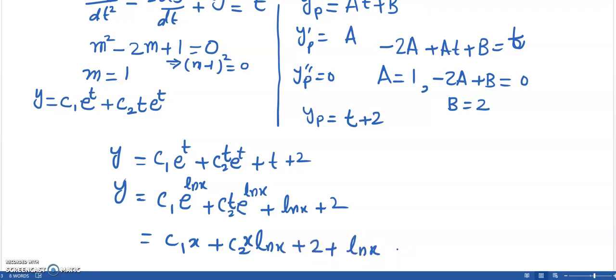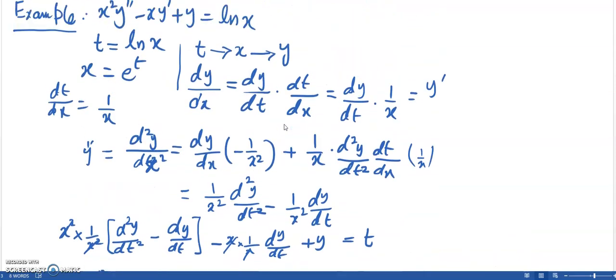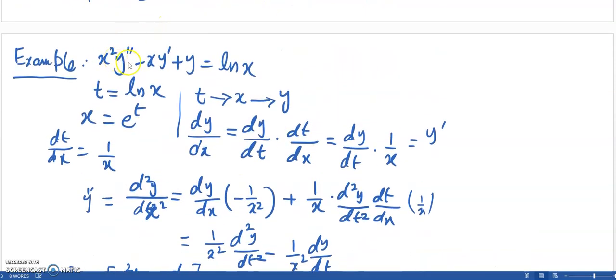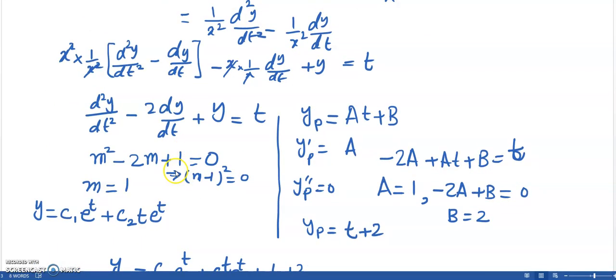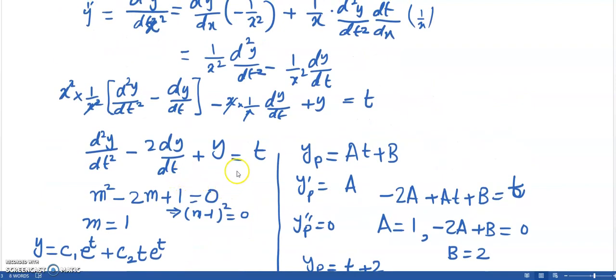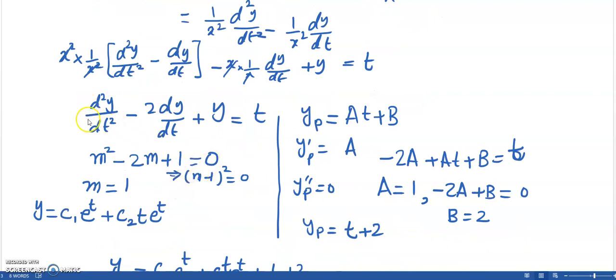So this is the answer. In this way, what you have seen is that we have transformed the second order non-homogeneous equation with non-constant coefficients into a second order non-homogeneous equation with constant coefficients.